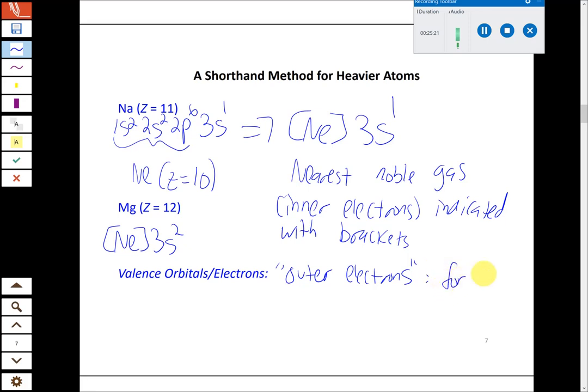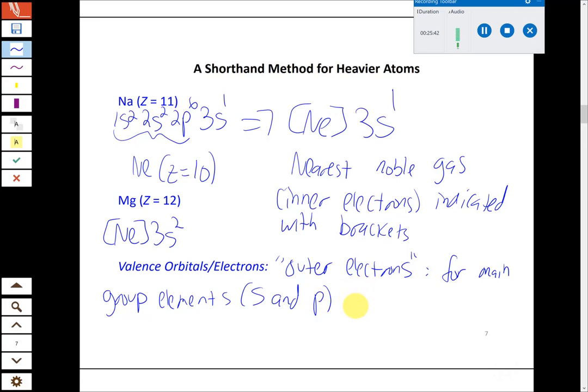First we're going to learn how to do it for main group elements. Main group elements are the elements that appear in the S or P block. So they're either in the first 2 columns of the periodic table or the last 6 columns of the periodic table. That's called the main group. Again, these periodic table classifications we'll go through in more detail in a second. But for these main group elements, the valence electrons are going to be the electrons that have the highest principal quantum number, and that's going to count both S and P.